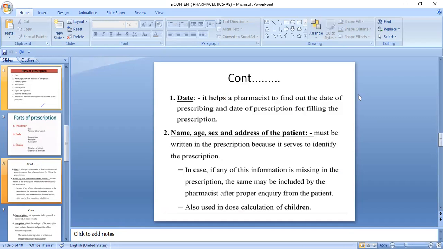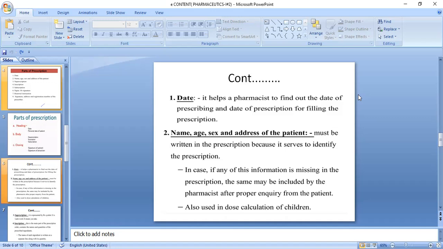Second is the name, age, gender, and address of the patient. So a clear name should be written. Age is very important. Gender is very important because as age varies, the dose also varies. We cannot give the same dose to a newly born baby, or the same dose to an adult or old person, because the process of physiology varies from age to age. So age plays a very important role while considering the dose of any medication.